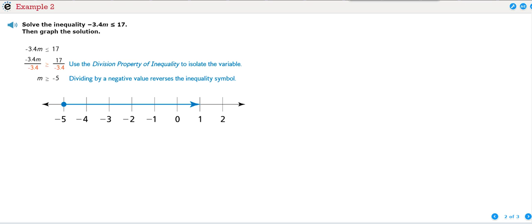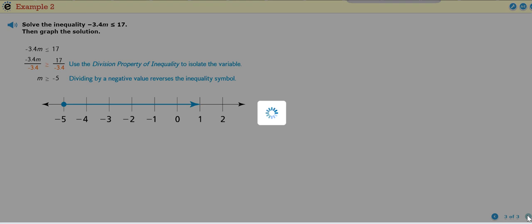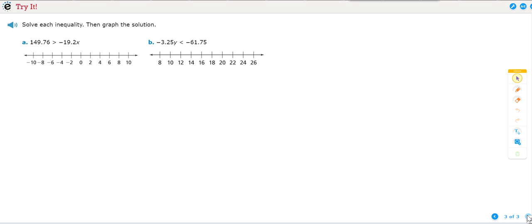It says right here, this is why. When we divide by a negative value, we have to reverse the inequality symbol. They don't really do a nice job of explaining why, but that's why I took it into my hands to show you how and why. Because when we didn't, our answers didn't make sense. Right? So we have to do that.